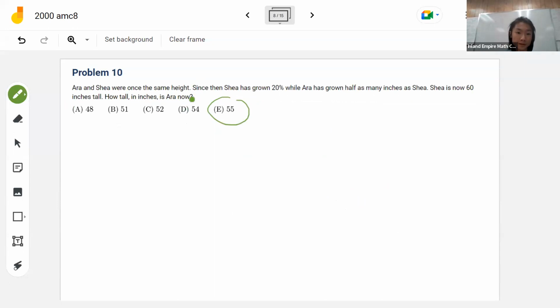So first of all, Shia has grown 20%, and now she is 60 inches tall. So that's where we're going to start. So we can set up a little equation here. We'll say X is the height that Shia was before she grew. And then she's now 60. So X times 1.2, because she grew 20%, equals 60.